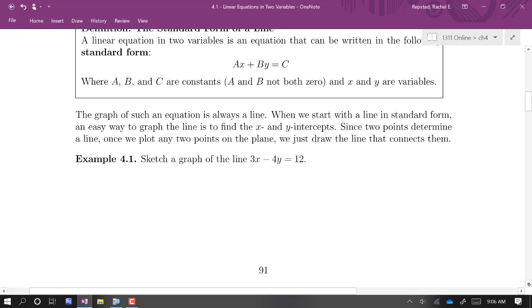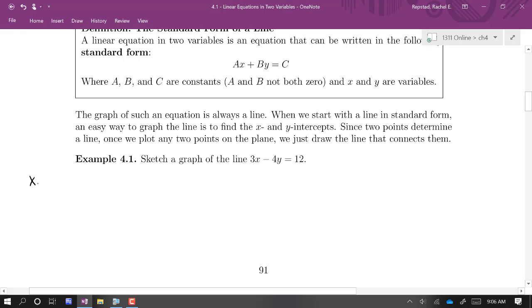So if we're working with a linear equation that's in standard form, like this one, 3x minus 4y equals 12, then I think the easiest way to graph that line is usually just to find the two intercepts. Any 2 points will determine a line. So usually we pick intercepts, like where it crosses the x and y axis, because those are just easy to find.